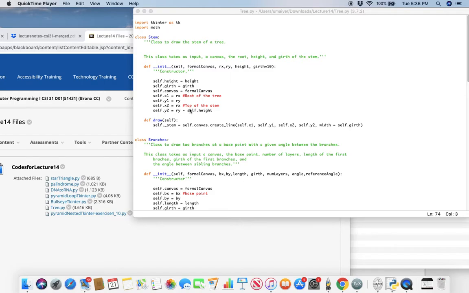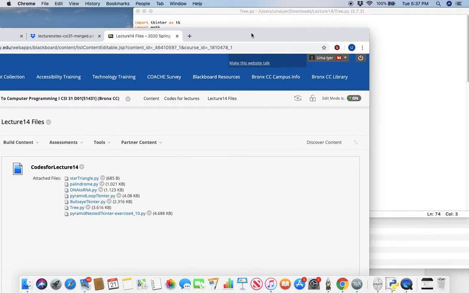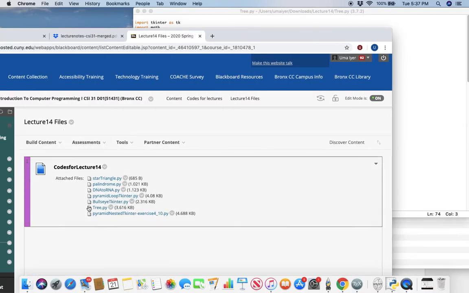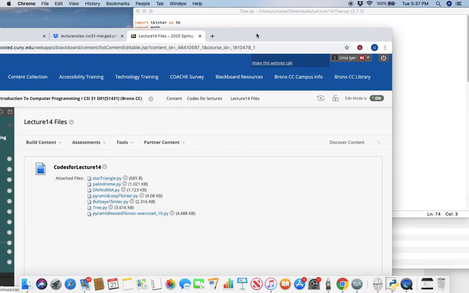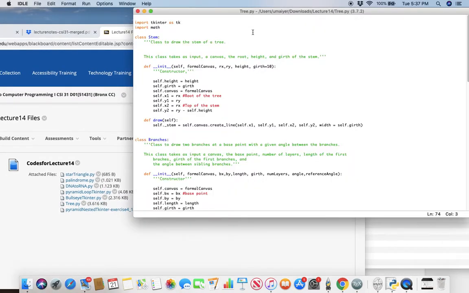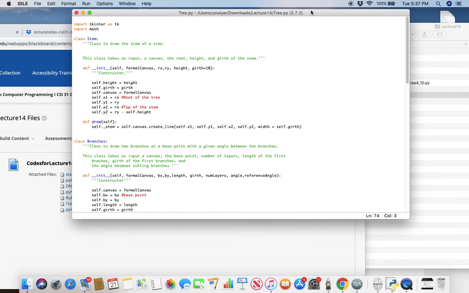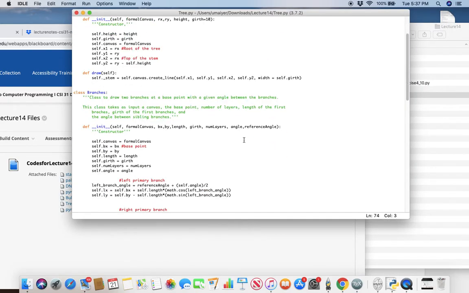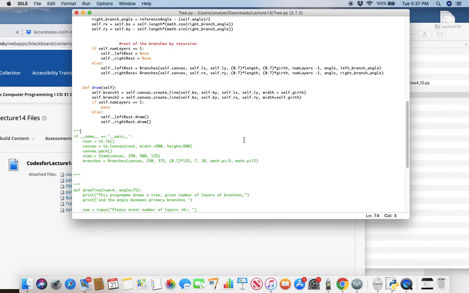Come back. So this is the last example I'll be showing you, tree, in this particular lesson, lecture 14. So tree is over here. Have a look at it. This is a little more complicated than the previous example. So let me first draw it and you will see what it does, right?